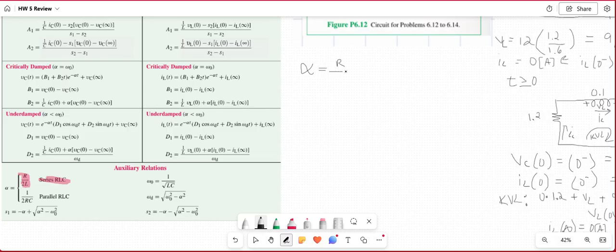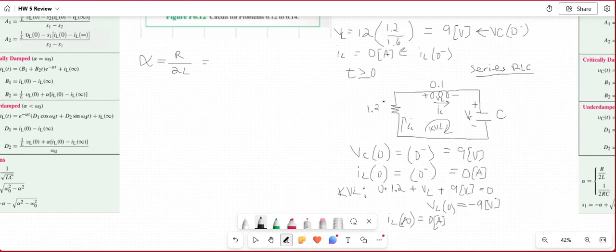Because we have R and L. R is just the equivalent resistance, so it's 1.2 over 2 times L, which is 0.1, and that gets us 6. The units for that are nepers per second, NP per second. It's the same as radians per second, it's just how it's written in the textbook.